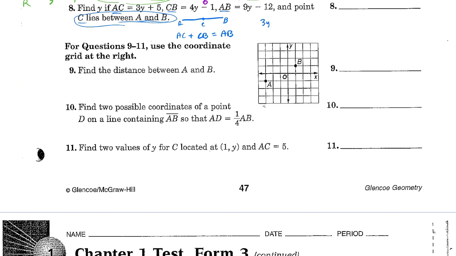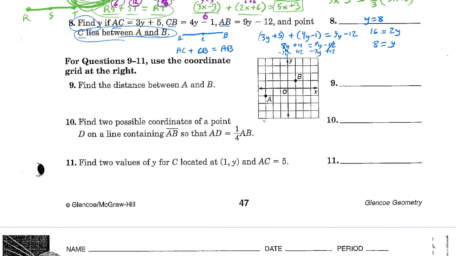All right, so now we can just add it up. So AC is 3y plus 5. And then we add that to CB, so that's 4y minus 1. And then that equals AB, which is 9y minus 12. So we can just go ahead and get 7y plus 4 equals 9y minus 12. We subtract the 7y from both sides, so that's gone. We add the 12 to both sides, so that's gone. So we end up with 2y on the right equals 16 on the left, so y is 8. And this one just said find y, okay? So y equals 8.